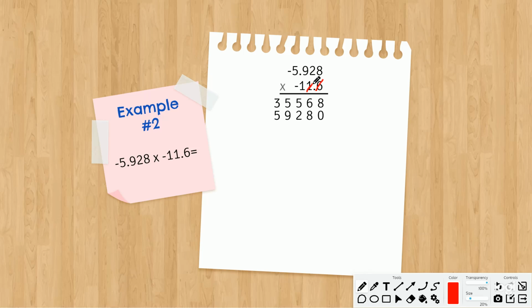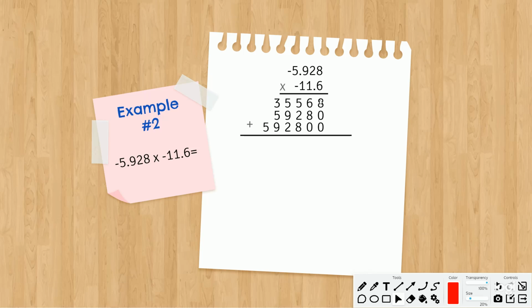And I have 2 numbers crossed off here, so I'm going to have 2 zeros down below. And I'm going to finish off this last 1 here. So again, 1 times 8 is 8. 1 times 2 is 2. 1 times 9 equals 9. And 1 times 5 equals 5. So now I have all of my numbers multiplied. And I have to move on to my next step, and I have to add them all together.